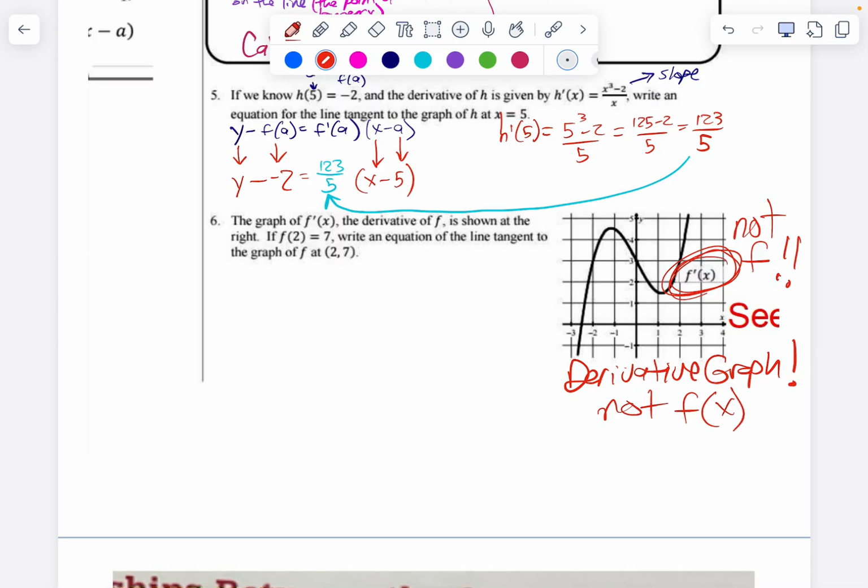And it's pretty typical for them to just put f prime in this little thing like this one has, and you've got to read close because you might think it's f, and it's actually not. So just look closely, but yes, this is a graph of all the slopes of the original function f. Okay? What does the original function look like?